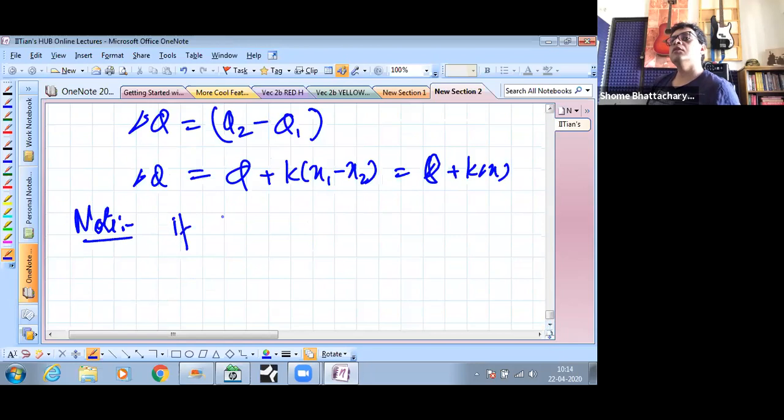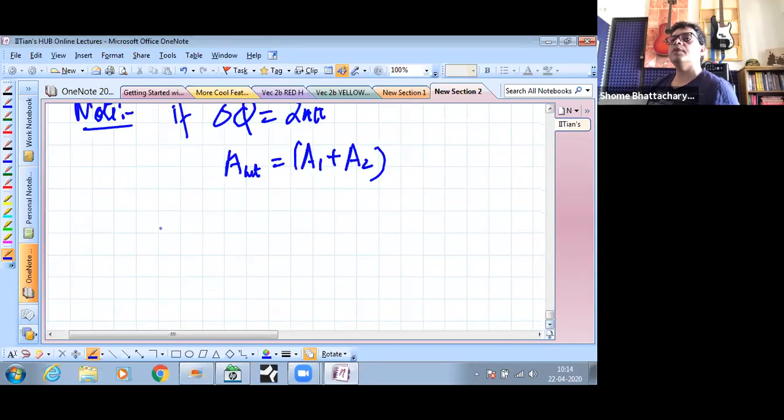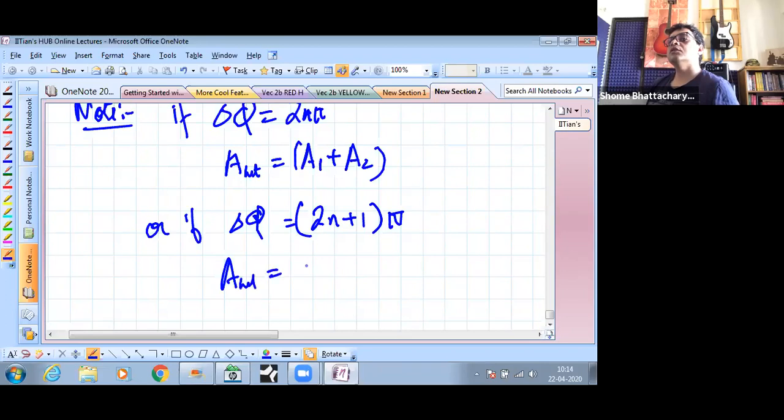if delta phi, the phase difference, is 2n pi, then we get constructive interference. A net becomes A1 plus A2. Whereas on the other hand, if it is an odd multiple of pi, then we get cos of delta phi as minus 1. So my A net becomes the difference of A1 and A2.